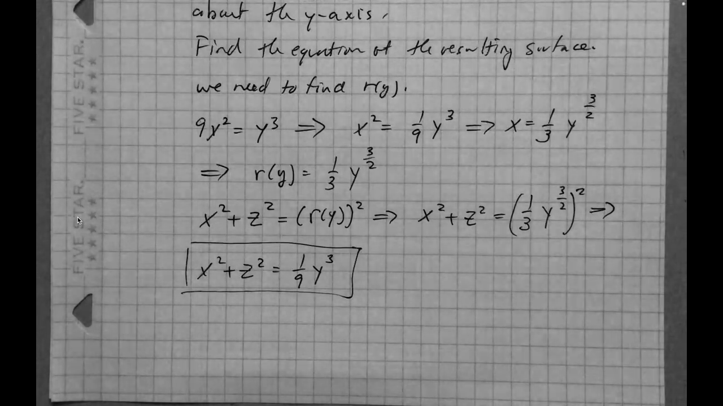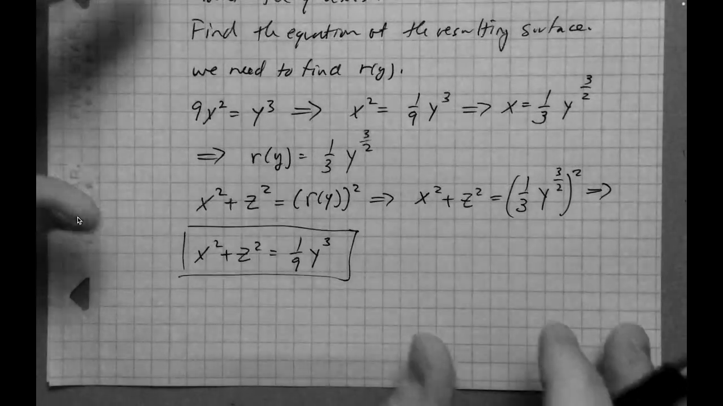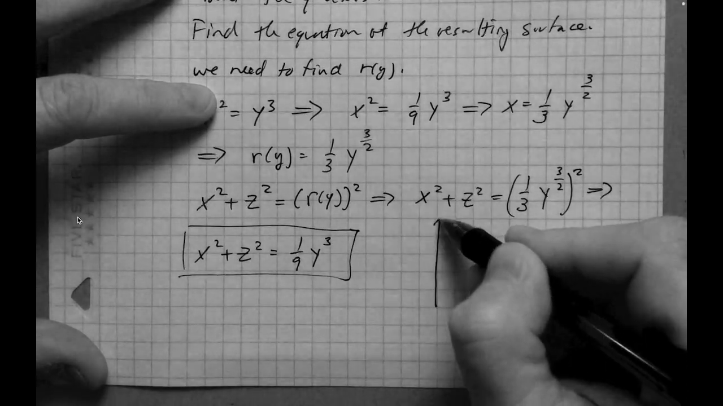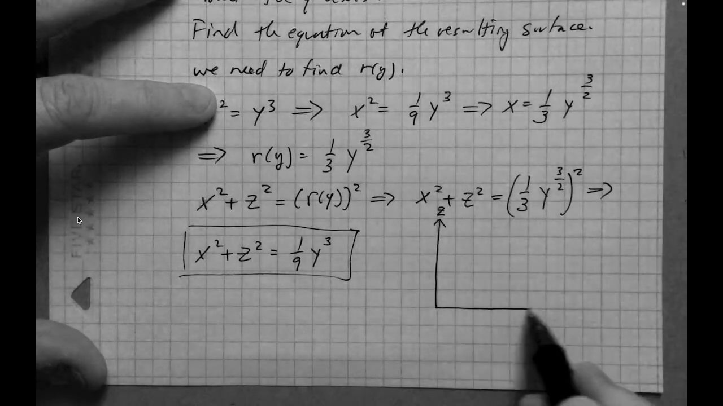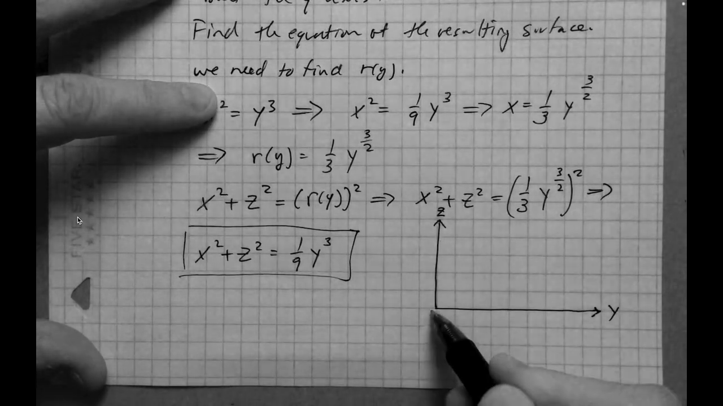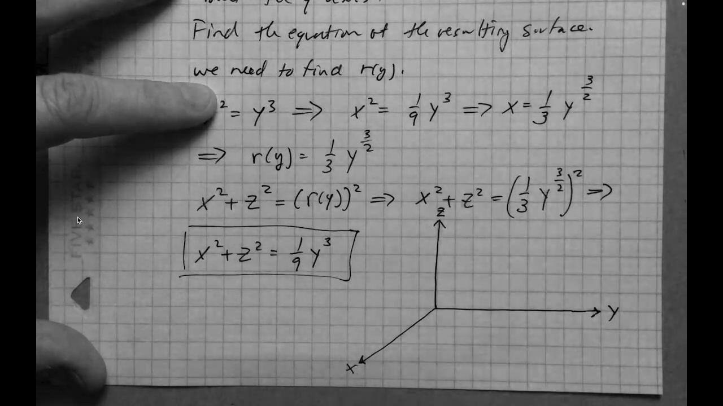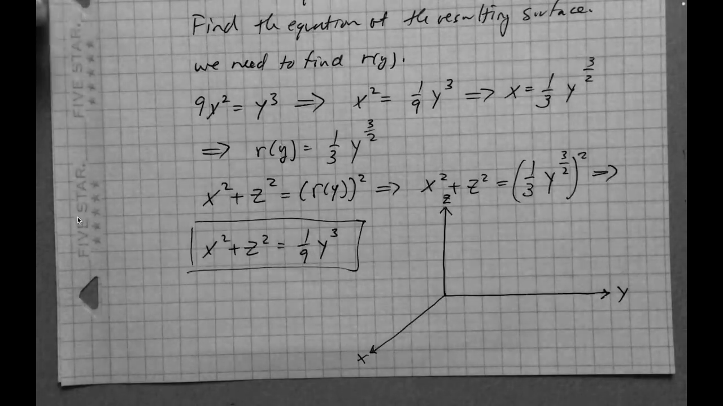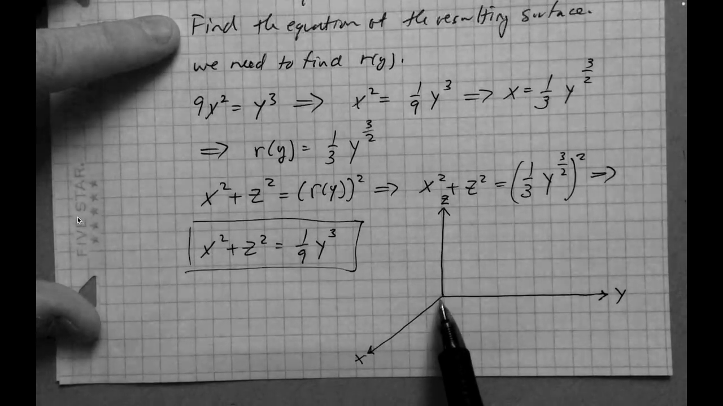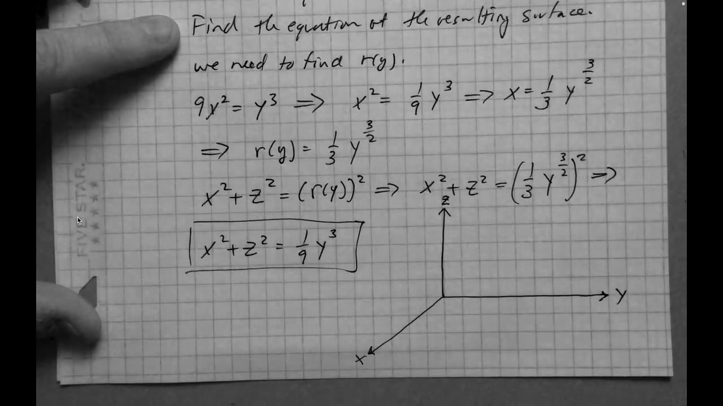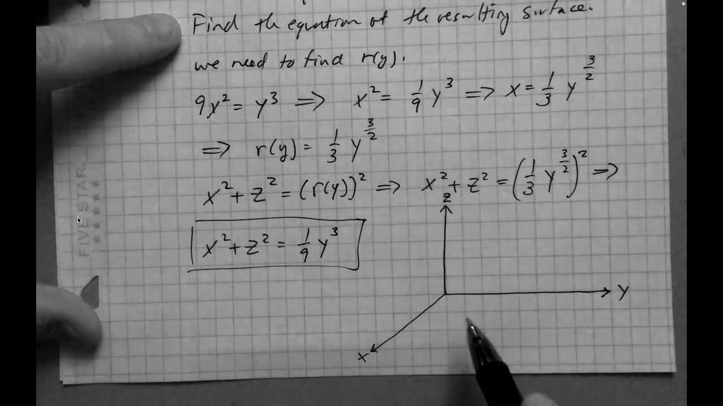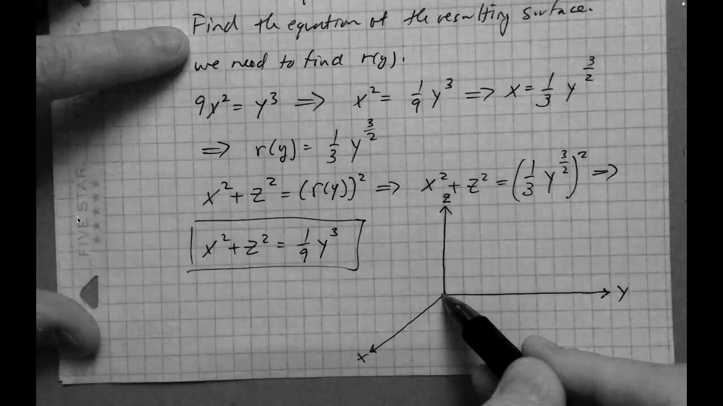Now, what does this look like? Can we get a decent sketch of this? Well, let's draw in our coordinate system here. Here's z, here's y, and x is going to come out like this. X won't be as involved in this picture, but what does this look like when we plug in positive values of y? Well, basically, it's going to come up like this.